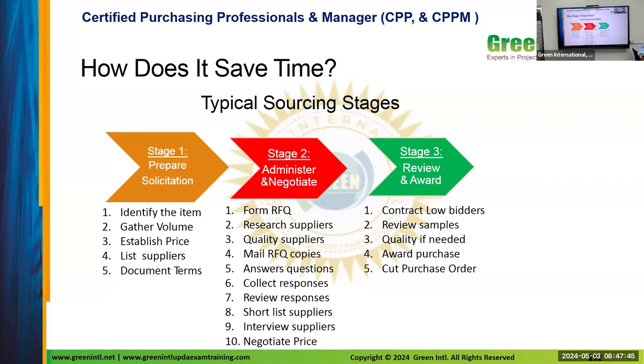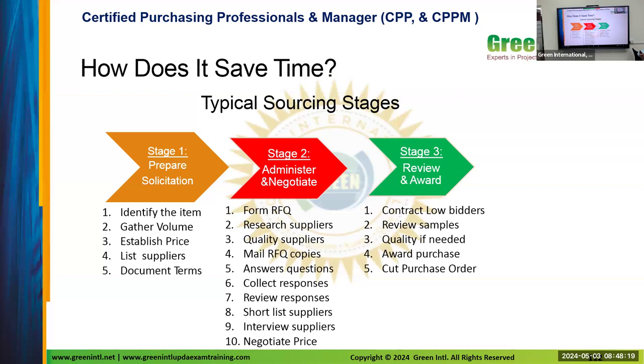Typical sourcing stages, and how it saves time. Identify the item, gather volume, establish price, list suppliers, document terms. Form RFQ, research suppliers, qualify suppliers, mail RFQ copies, answer questions, collect responses, review responses, shortlist suppliers, interview suppliers, negotiate price. Contact low bidders, review samples, quality if needed, award purchase, cut purchase order.